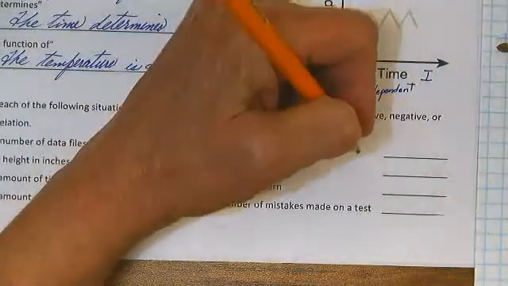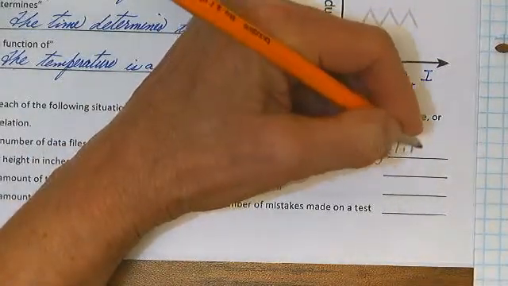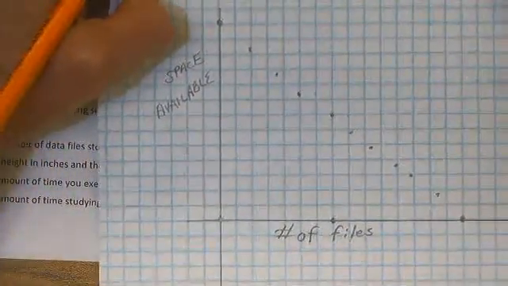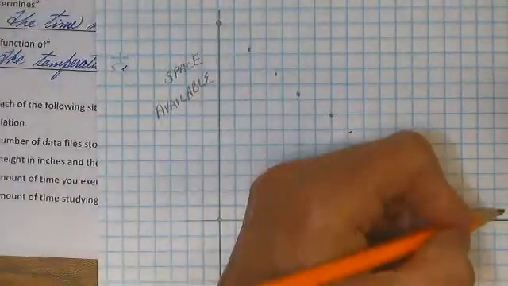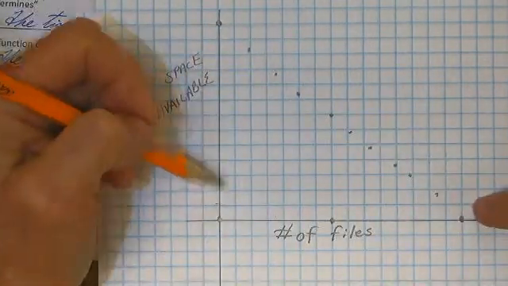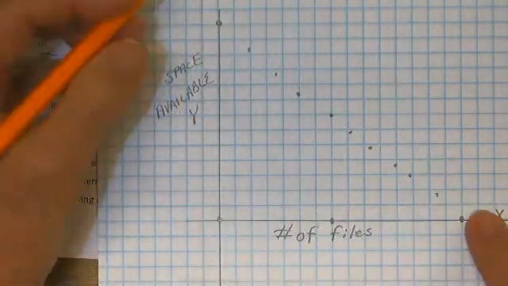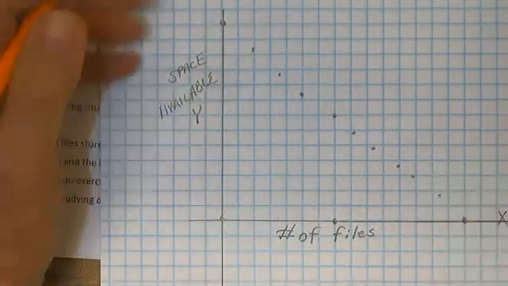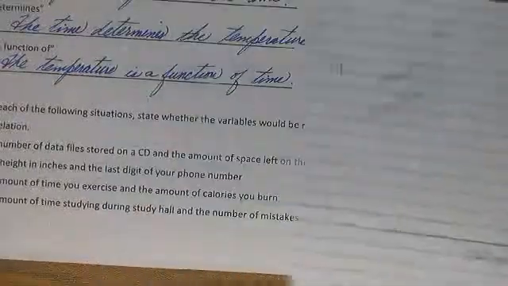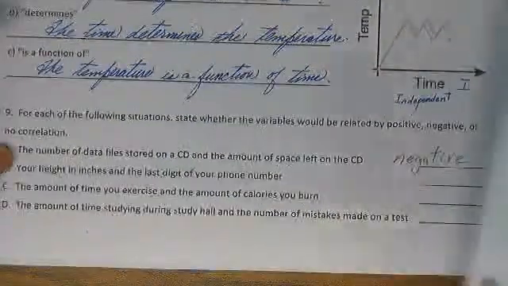This is negative correlation. Is there a relationship? That's the first question. Yes, there is. The bigger X gets, the smaller the value for Y. The bigger the input, the smaller the output. Number 2, my height in inches and the last digit of my phone number.